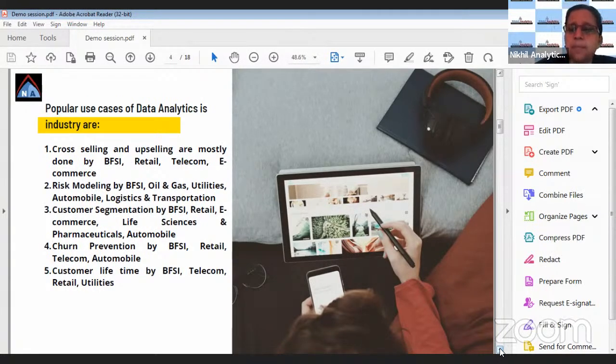Like if you see banking, financial services, and insurance. Usually the domains which have high capital investments, or where lives and deaths of people are involved, likewise a lot of risk is there, criticality is there. Those domains you will find data analytics and data science would be used much.